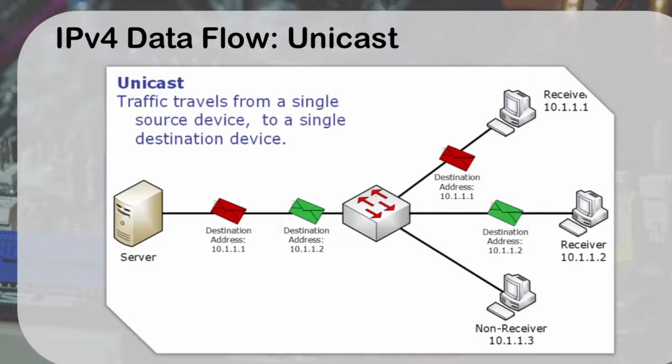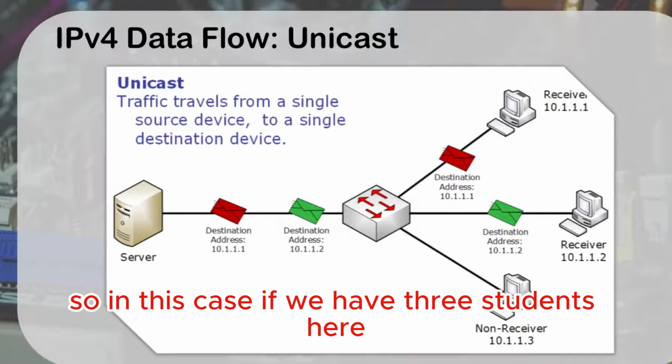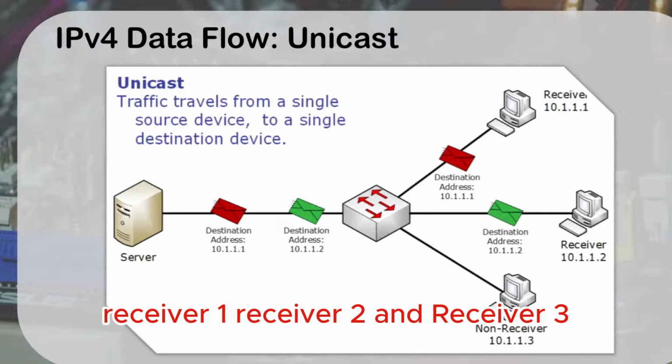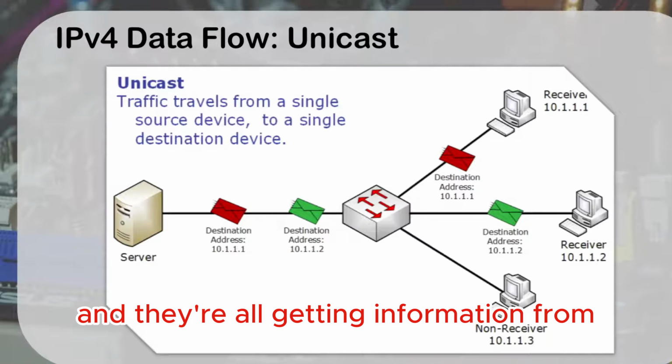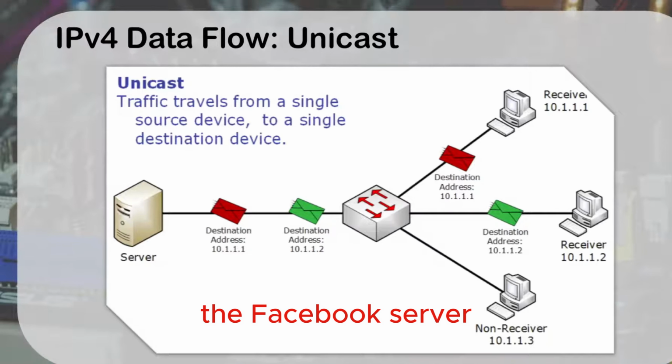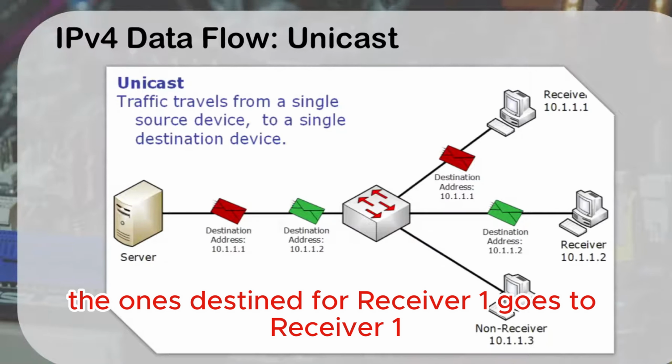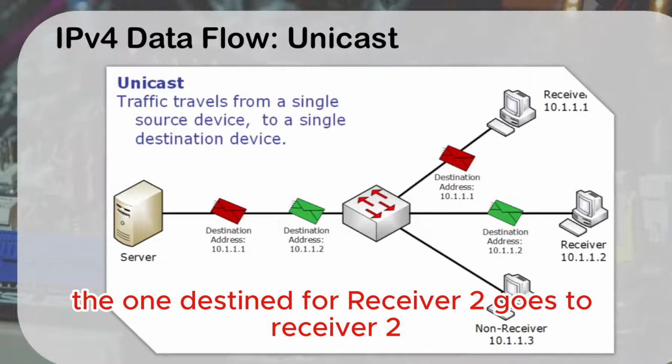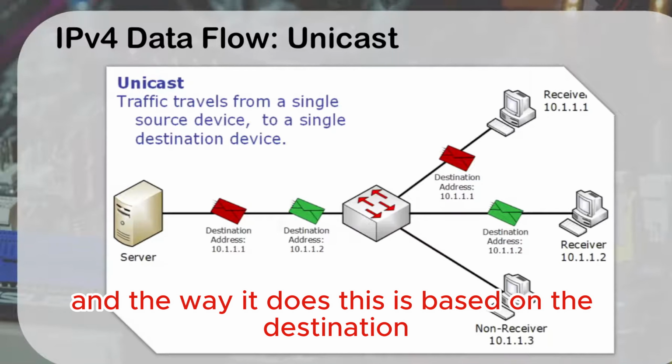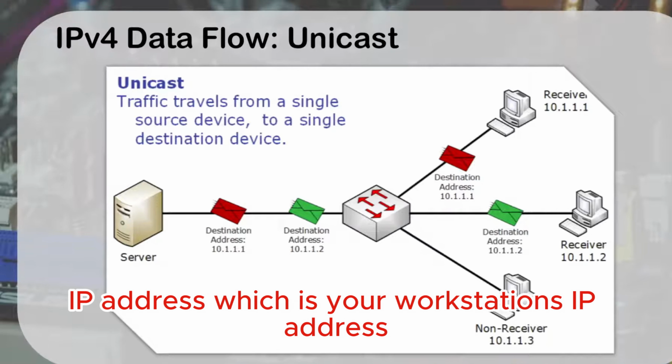Here. So in this case, if we have 3 students here, receiver 1, receiver 2, and receiver 3, and they're all getting information from the Facebook server, the one destined for receiver 1 goes to receiver 1, the one destined for receiver 2 goes to receiver 2. And the way it does this is based on the destination IP address, which is your workstation's IP address.